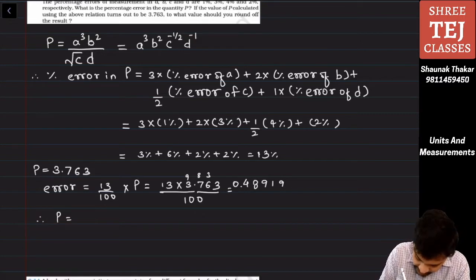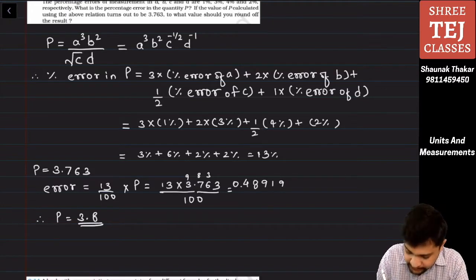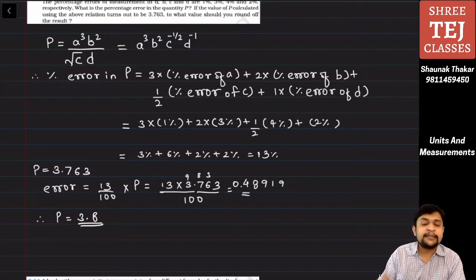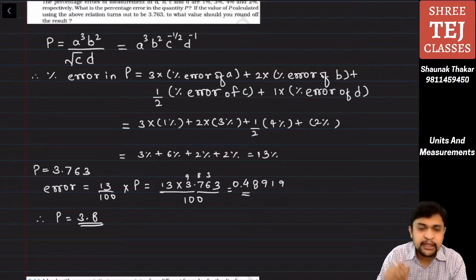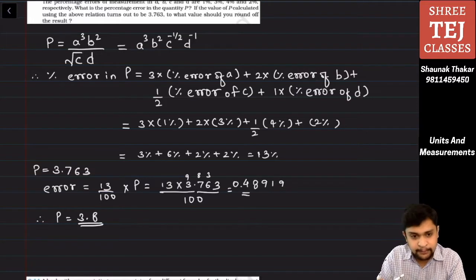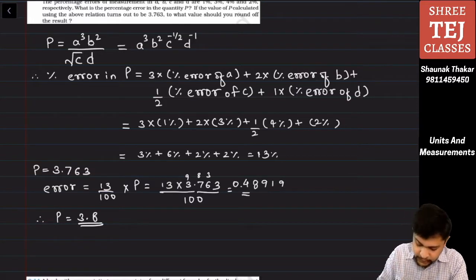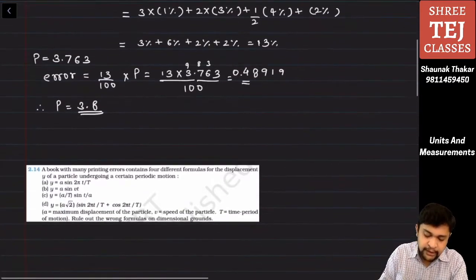P will be 3.8, because last digit is uncertain, which is the digit after the decimal point. After the decimal point, the error is starting, so that digit is uncertain, so we have to include it in the number of significant digits. So significant digits will be 2, so 3.8 will be the way we will round off this value of P. So this was question 2.13.